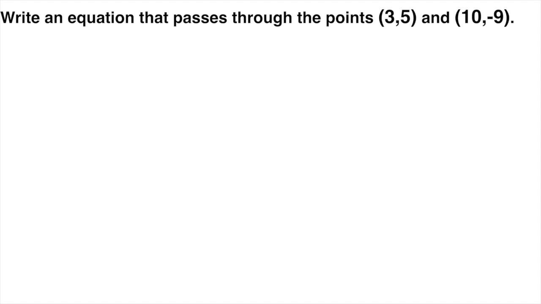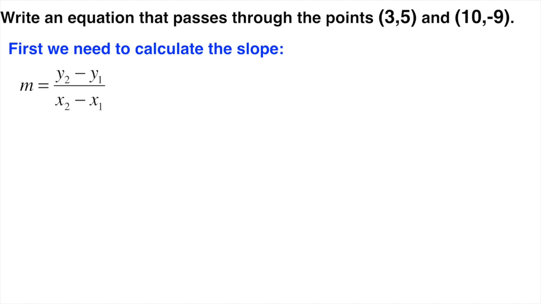With this one, we're looking at writing an equation that passes through these 2 points. This is going to be a linear equation. So we're going to first need to determine what the slope of these 2 points is. So we'll calculate the slope. Our formula for slope is this one. This is y2 minus y1 divided by x2 minus x1.